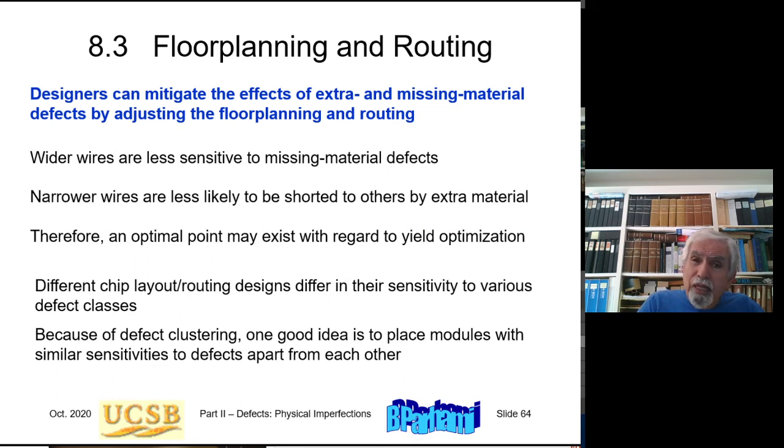Now, in VLSI floor planning and routing, the impact of defects must be considered. So typically, wider wires are less sensitive to missing material defects. It's harder to disconnect a wide wire if part of the material is missing. On the other hand, narrower wires are less likely to be affected by extra material defects because we can provide more spacing between them, but they are more likely to be impacted by missing material defects. Okay, so there's a trade-off here. You don't want the wires to be too wide or too narrow.